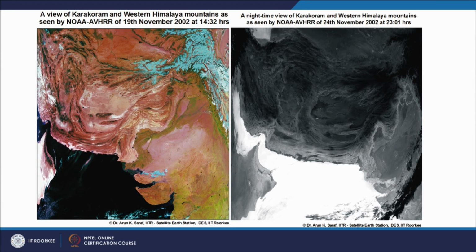This is how, in normal daytime, visible channels acquire the data. This is how the same area is covered in night time using thermal sensors. Thermal images might appear as a kind of X-ray, as we are more familiar with.